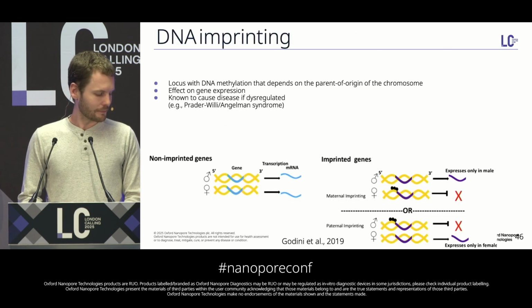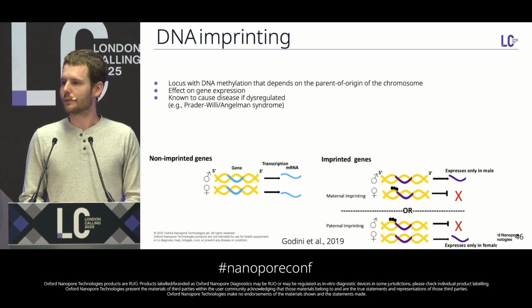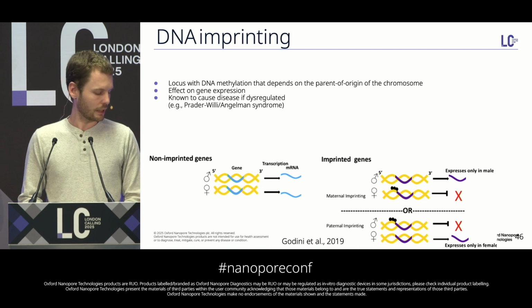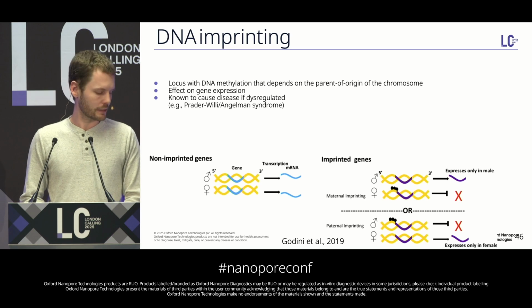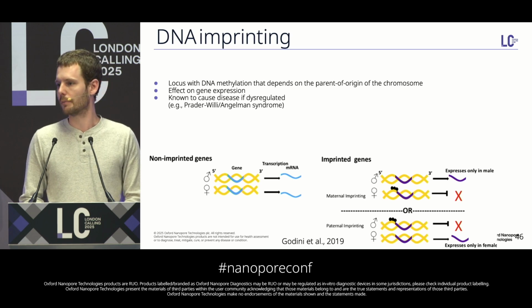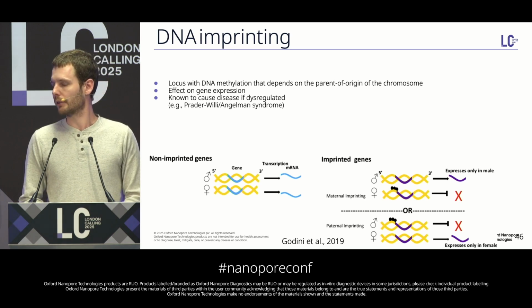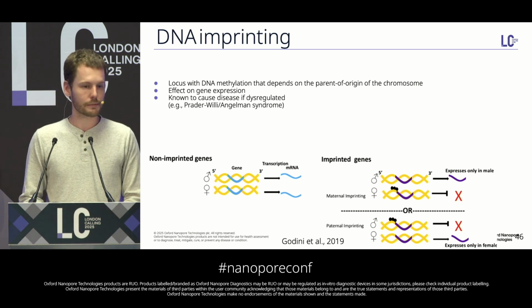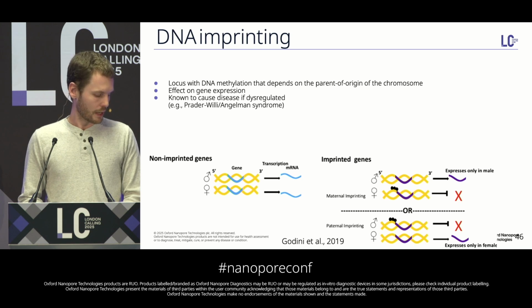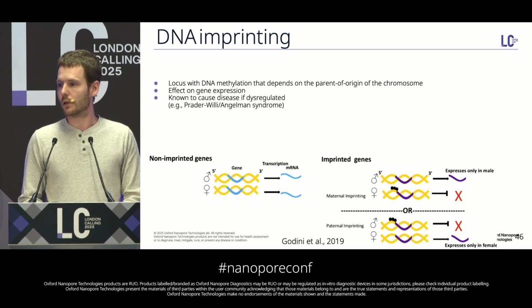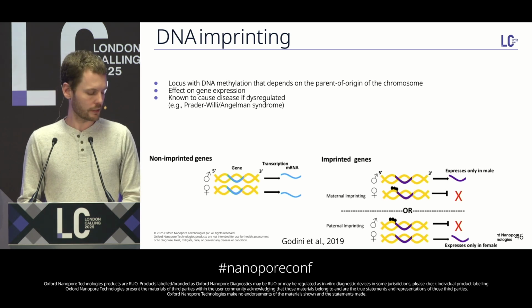So the other speakers have briefly talked about DNA imprinting before, but I'll introduce it more properly. Those are loci in the genome which have methylation that is dependent on the parent of origin of the chromosome. So depending on if you got a chromosome from your mother or your father, it is methylated or it is not methylated. And those have an effect on the gene expression in the locus. It's also known to cause disease if those are dysregulated due to mutations or deletions, like Prader-Willi or Angelman syndrome.